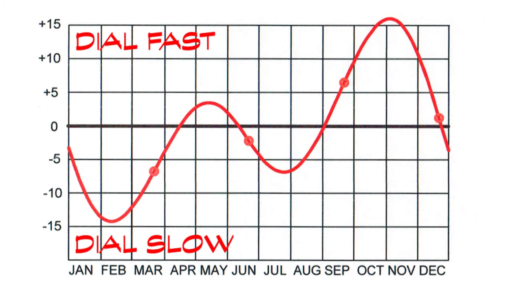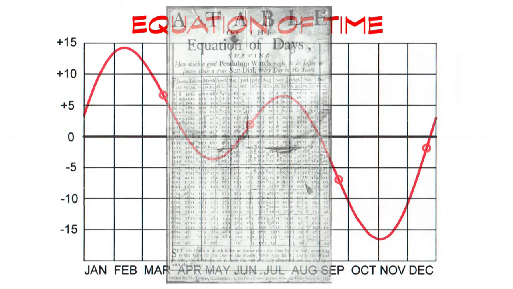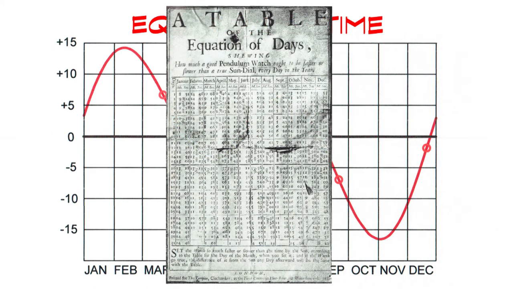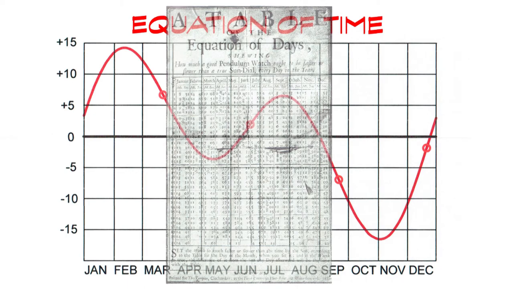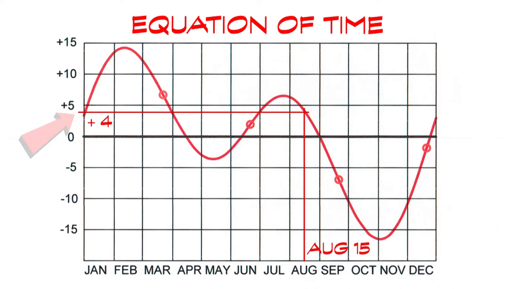You might see an inverted version of this equation of time if you were adjusting clock time to match sundial time. But here, we're adjusting sundial to match clock. You might also see those values tabulated or graphed in different ways, including this antique table version. But I think this graphic version is the one we see used most often. To demonstrate how to use it, let's assume that it is August 15th. We would look up to where that date intersects with the curve. We would then look to the left and see that the value for that day is about plus 4 minutes.